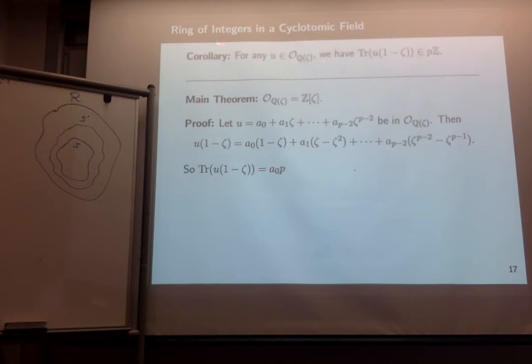And remember our corollary that we proved, we said that the trace of u times 1 minus zeta is in the ideal generated by p in the integers. And so what does that mean about a naught?